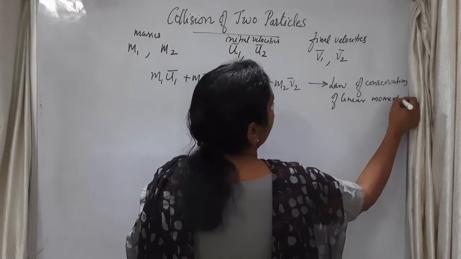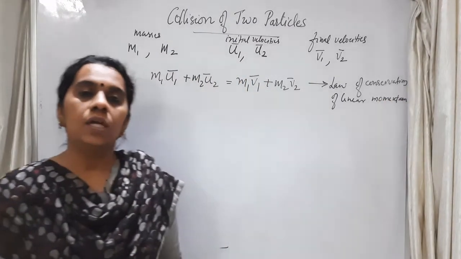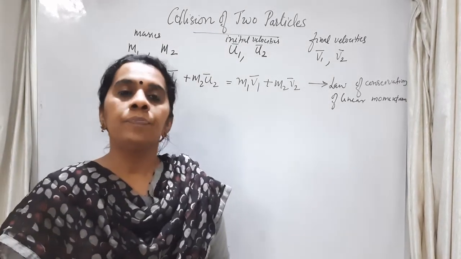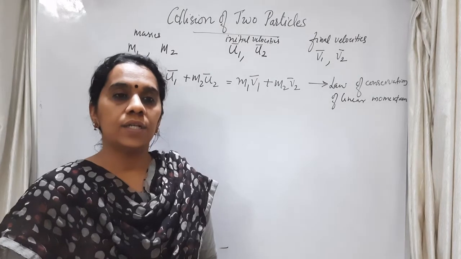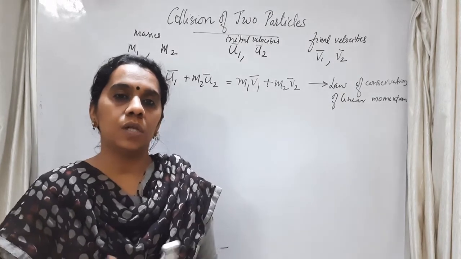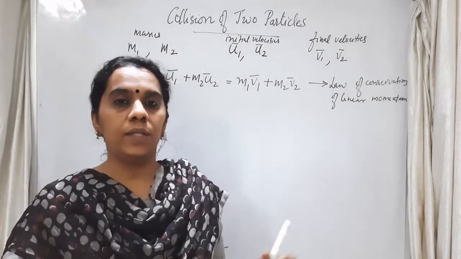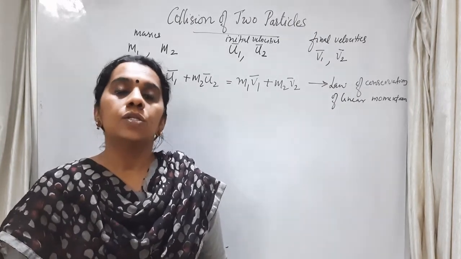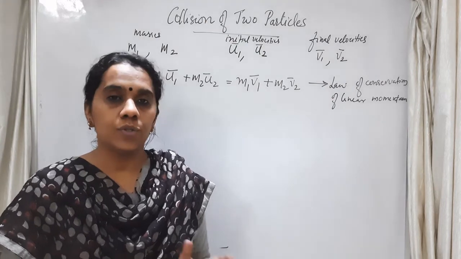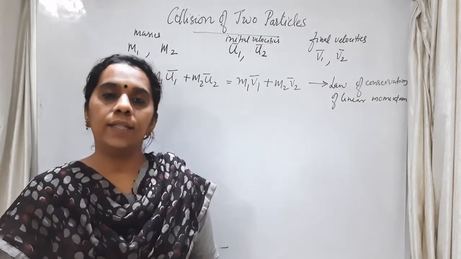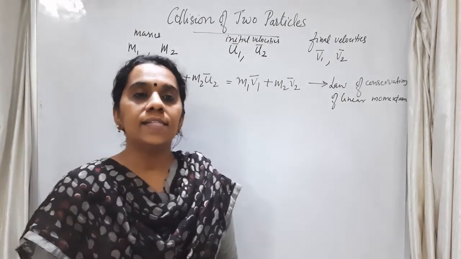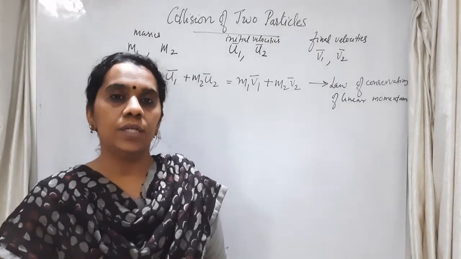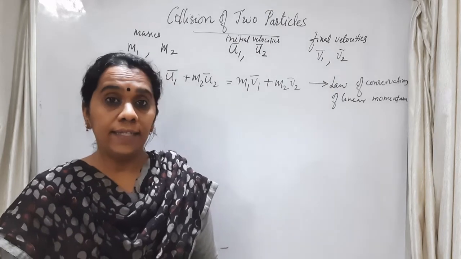Now, when you say before collision and after collision, the positions of the particles will be well separated, the distance between the particles will be larger, so that the interaction is almost zero. The interactive force between them is almost zero. In that case, the potential energy of the particles remains constant before and after collision. So let us see what happens to the kinetic energy.